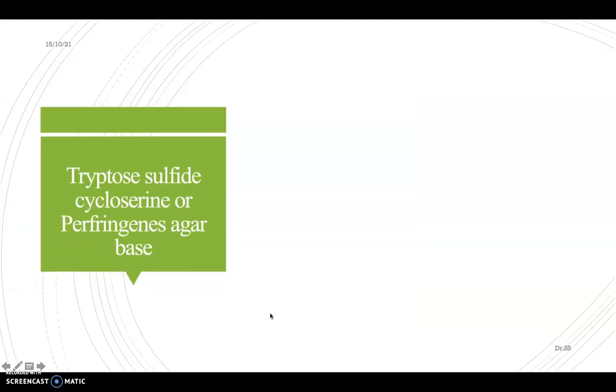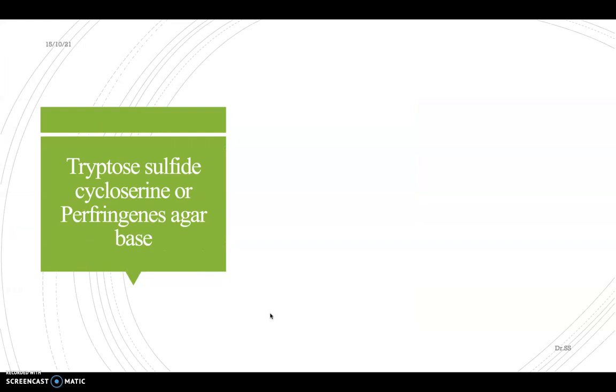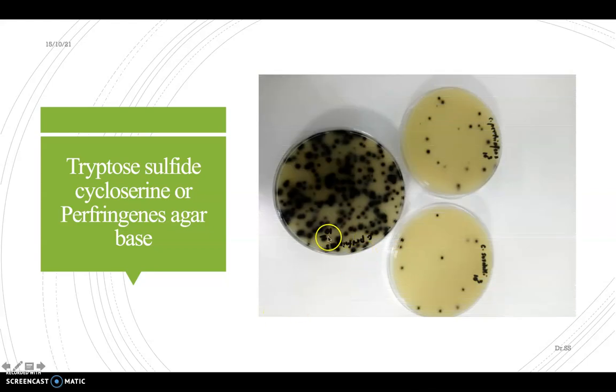Okay, so we are using tryptose sulfite cycloserine agar, also called perfringens agar base. In this we observe black colonies, which represent Clostridium perfringens. Otherwise, if the food sample doesn't contain Clostridium perfringens, they won't appear.